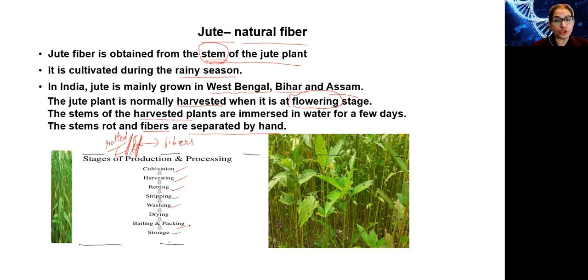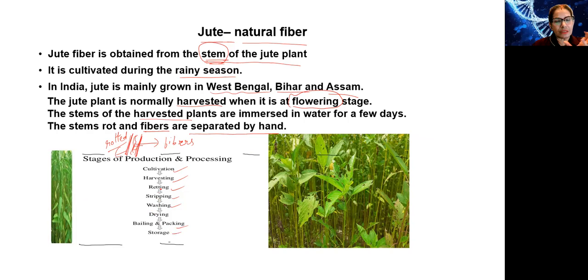So this is how the jute fiber is obtained from the jute plant. So which part of the jute plant? The stem. We are using the stem of the jute plant to get the jute fiber. Number two, we are harvesting the plant at what time? At the flowering stage. That is when the flowers appear on the plant, then the harvesting of jute takes place.